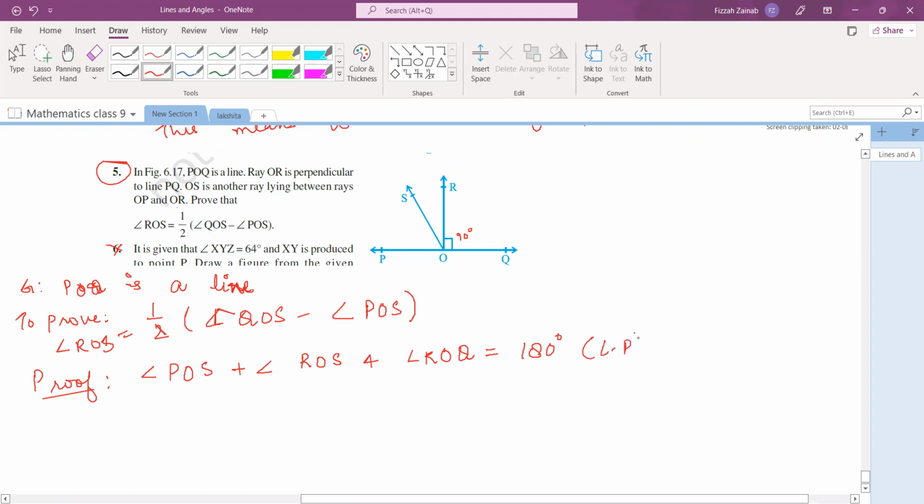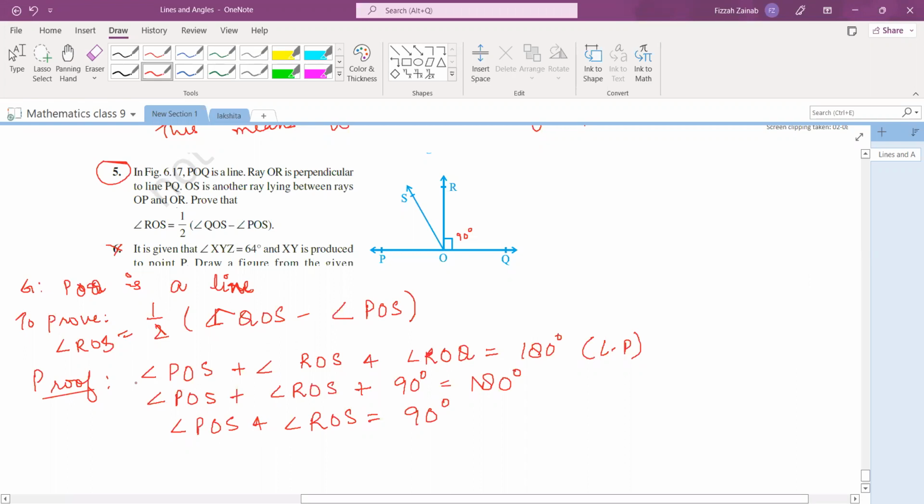We call it a linear pair, right? Okay. So angle POS plus angle ROS plus, now ROQ is 90 degrees, it is given in the question, so 90 degrees, is equal to 180 degrees. So just subtract it. Angle POS plus angle ROS is 180 minus 90, which is 90 degrees. Clear?